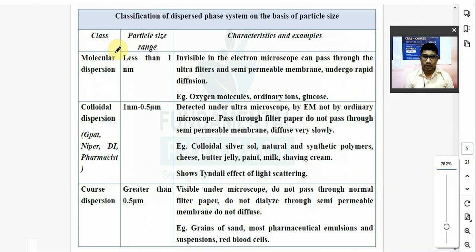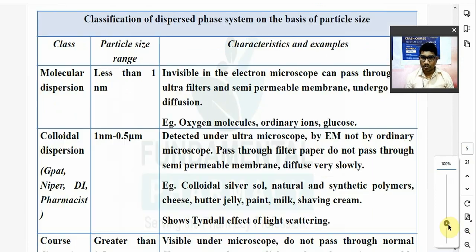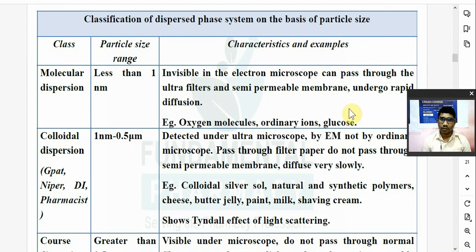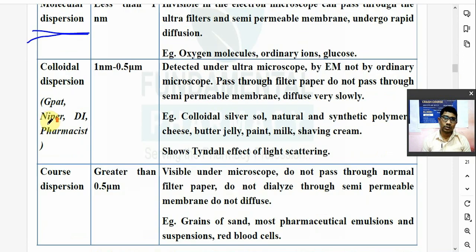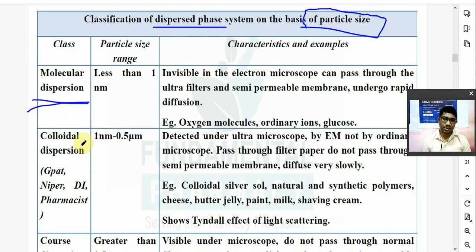Then classification of dispersed systems. Classification of dispersed systems on the basis of particle size. On the basis of particle size, what do we classify in the dispersed system? Classification of dispersed phase systems on the basis of particle size. Now a question came on this in GPAT 2020, on molecular dispersion. So there are three systems: molecular dispersion, colloidal dispersion, and coarse dispersion comes later, and after that comes suspension.